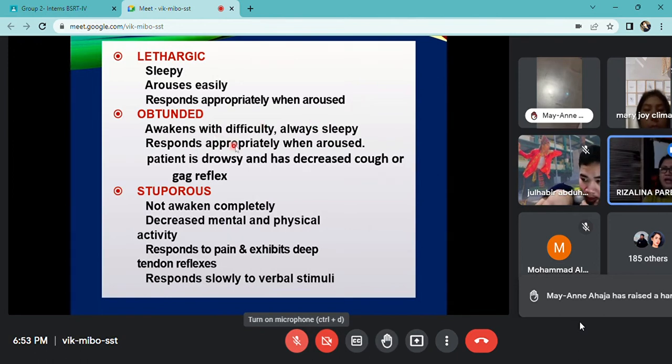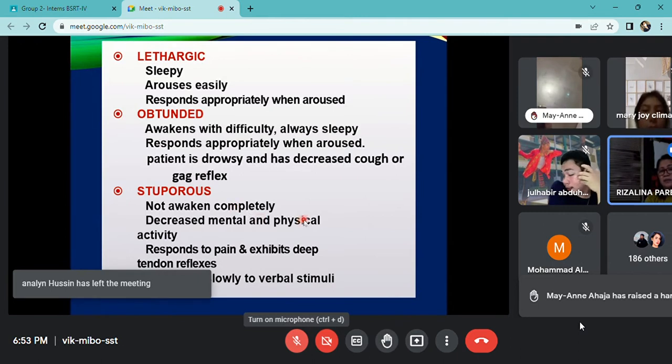Obtunded: awakens with difficulty, always sleepy, responds appropriately when aroused. Patient is drowsy and has decreased cognitive reflex. So that is obtunded. There is a difference between lethargic and obtunded. One is sleepy and arouses easily, while the obtunded is difficult to awaken.